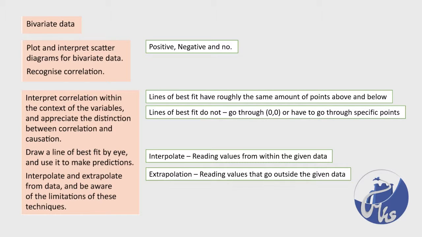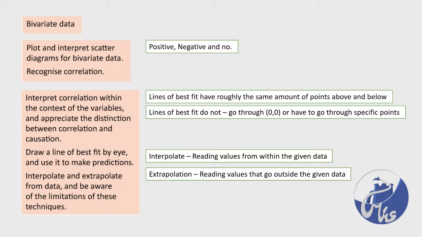Some misunderstandings about this is that it should go through the origin. That's not always true. If you had a negative correlation, that line of best fit will not go through 0,0. And another thing is that it has to go through specific points. So some think it has to go through at least one point, or the middle point, or the first and last point. None of that is true. It just has to approximate the pattern of the data, and trying to keep the points roughly equal above and below means you've got a pretty good line of best fit.